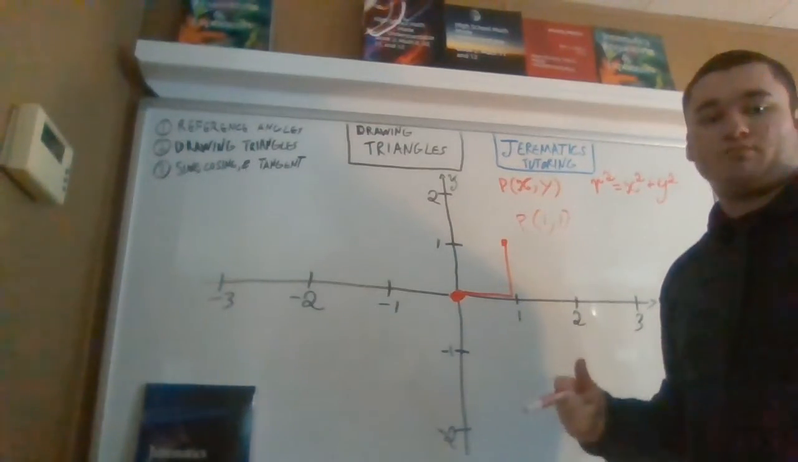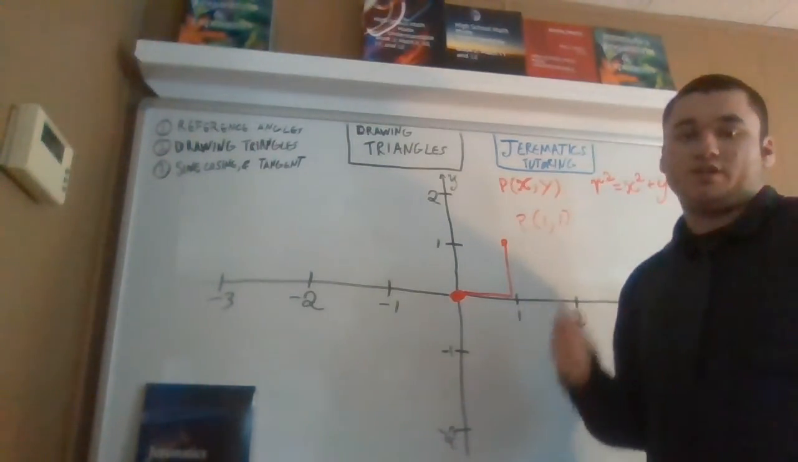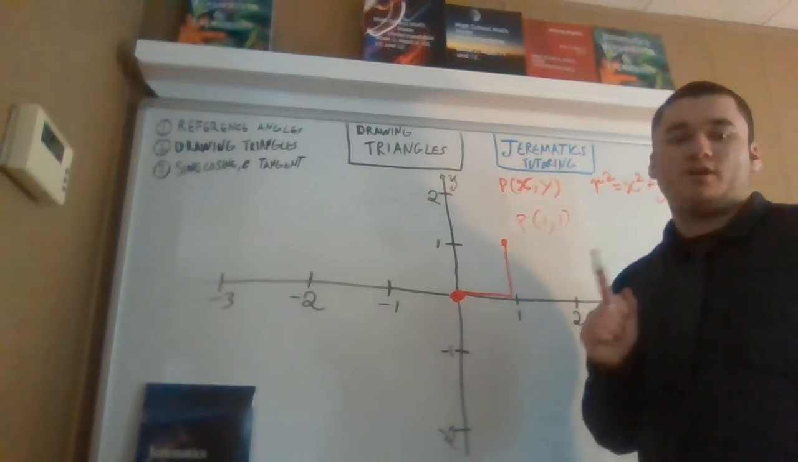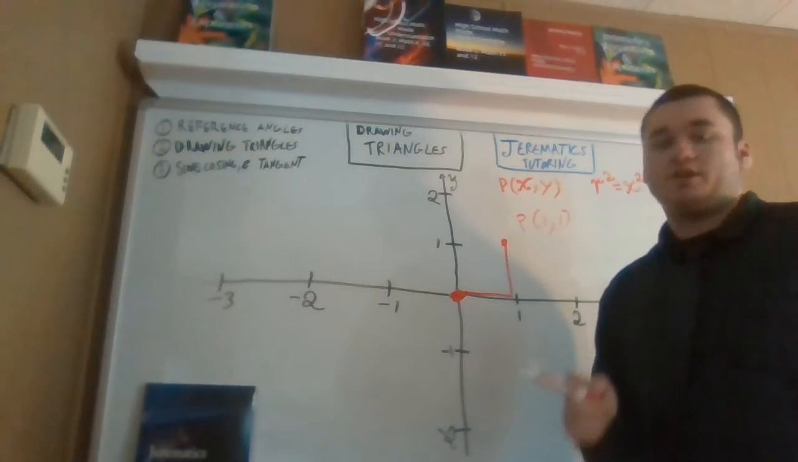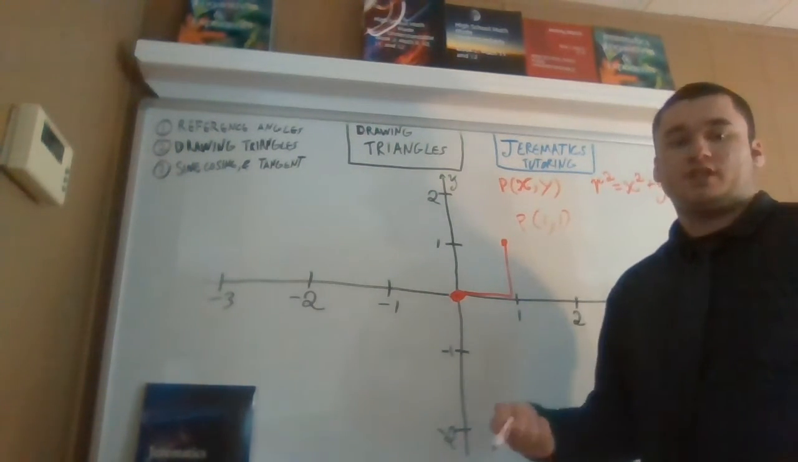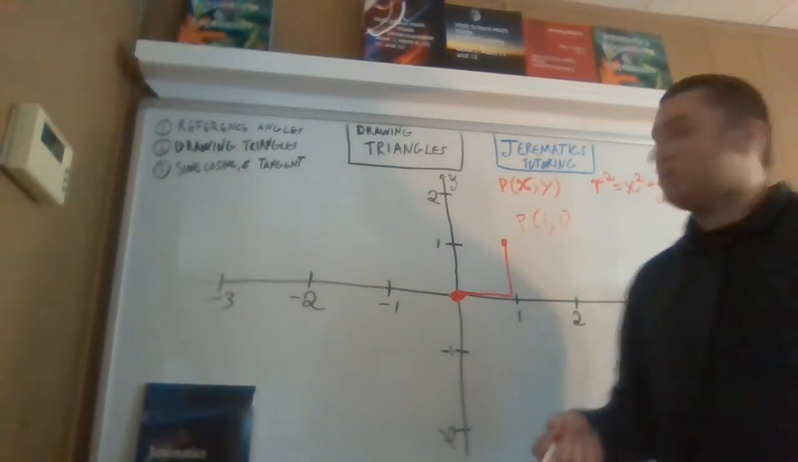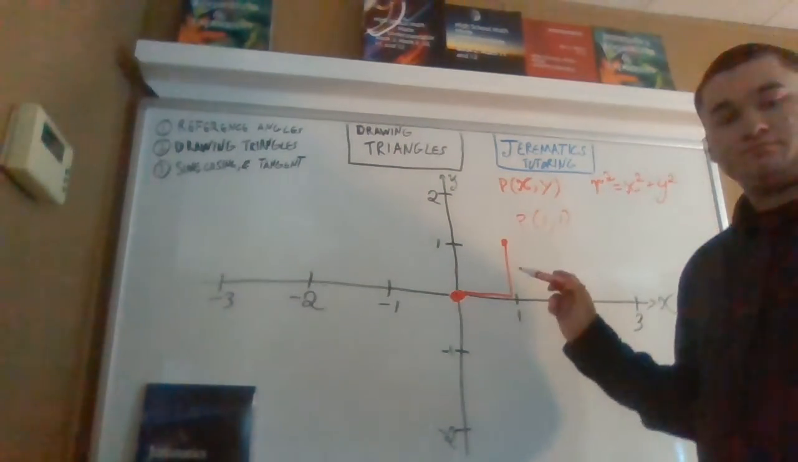Remember how the Cartesian plane works. If your x-coordinate is positive, you move to the right. If your y-coordinate is positive, you move up. If your x-coordinate is negative, you move to the left. And if your y-coordinate is negative, then you move down. So we got a point over here, (1, 1).